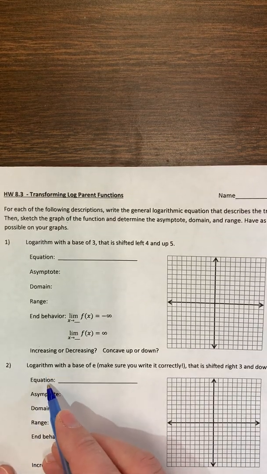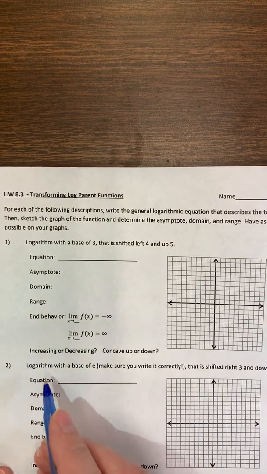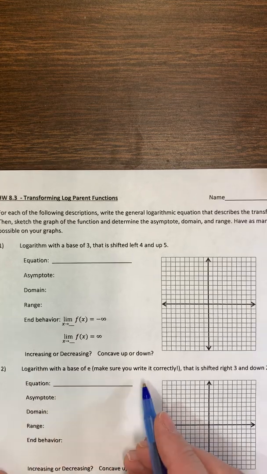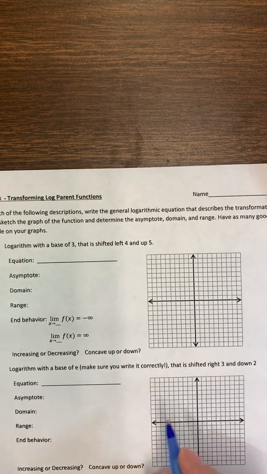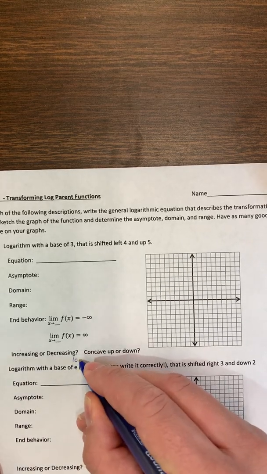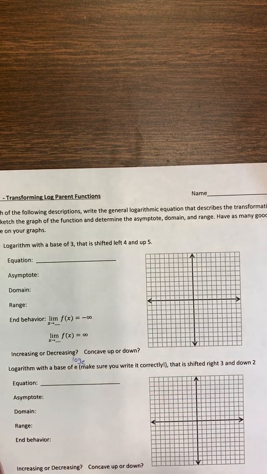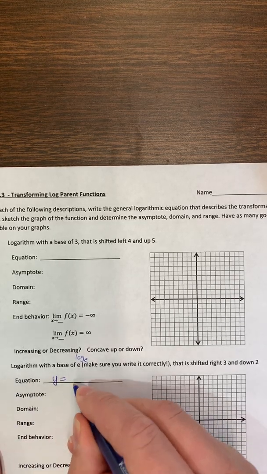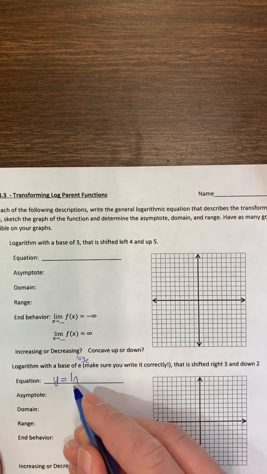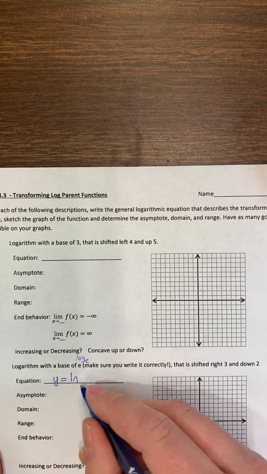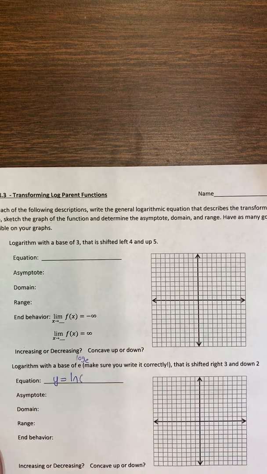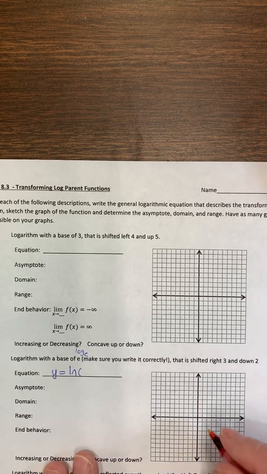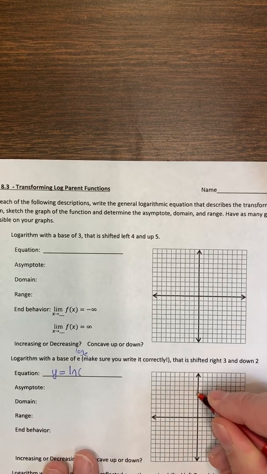It asks you to start by writing the equation of a logarithm with a base of e, which is of course a number, that's shifted right by 3 and down by 2. Now we don't write log base e. When it's log base e, it's the natural log. So I'm going to write the equation y equals ln of, the parent function would be natural log of x. And I'm going to take a second just to graph that in red over here to make sure we know how to graph a logarithm.